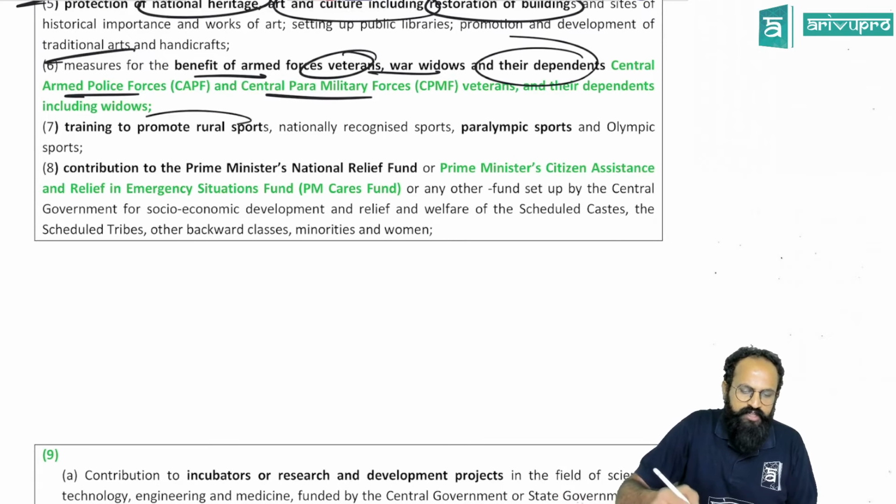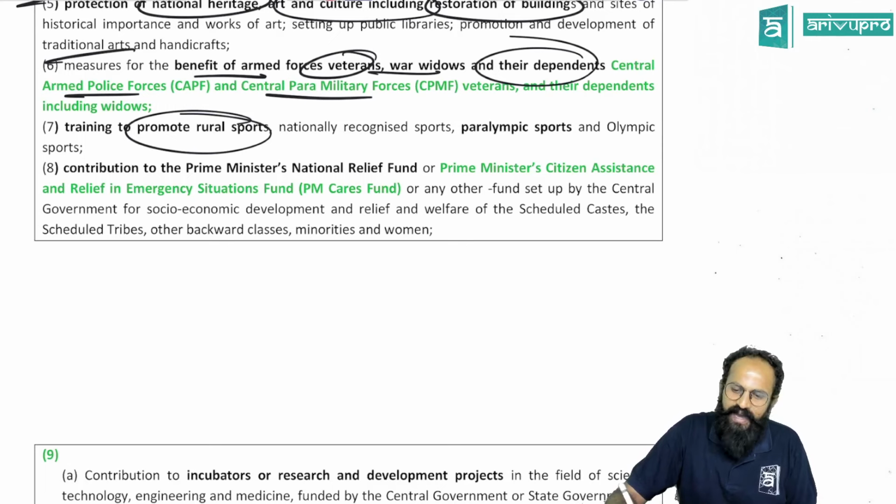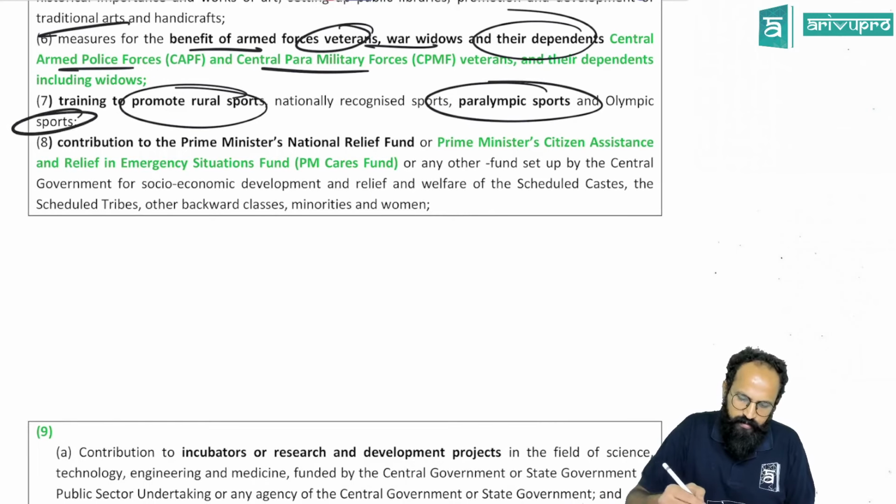Training to promote rural sports, kabaddi. Kabaddi is a rural sport, huh? Yes. Kho-kho is a rural sport, huh? Paralympic sports, you can do it. What is Paralympic sports? Olympic sports.